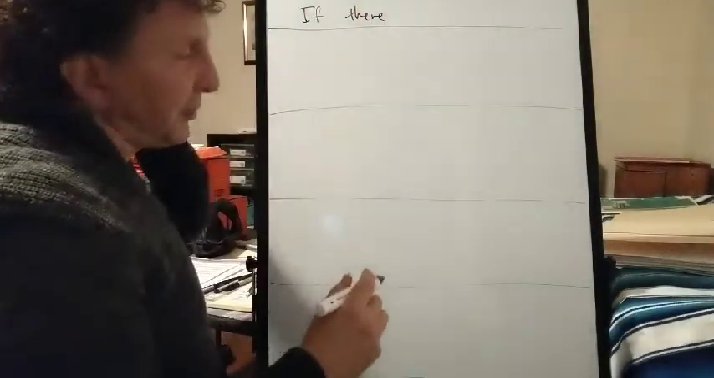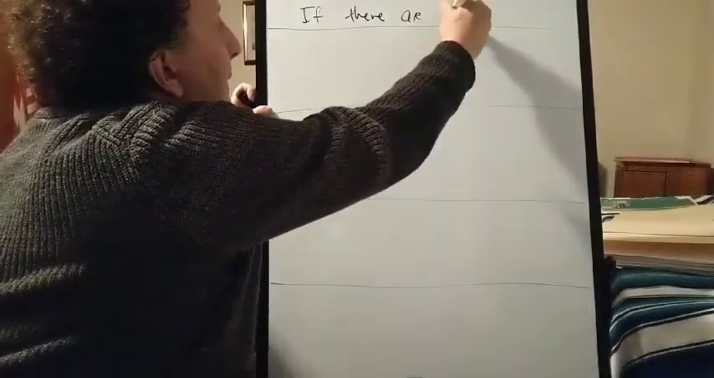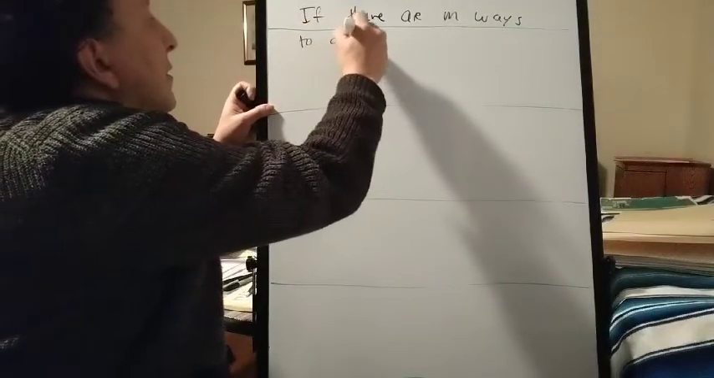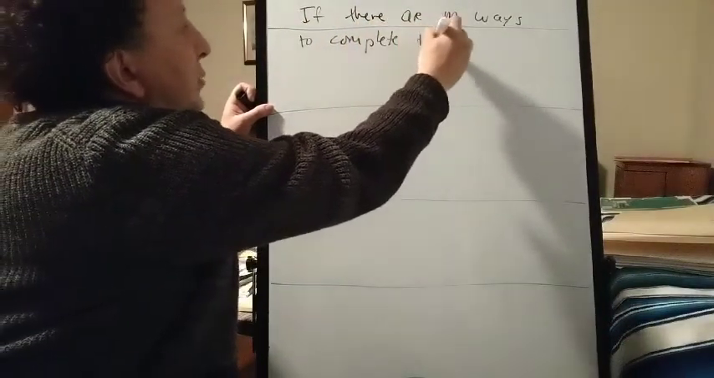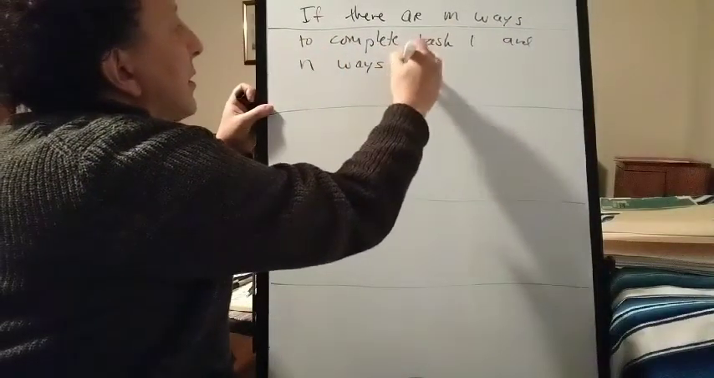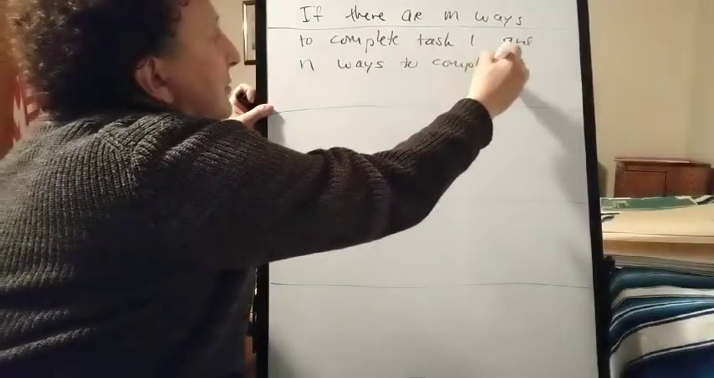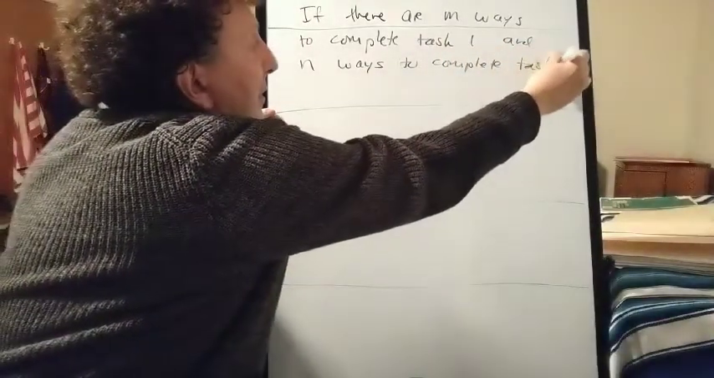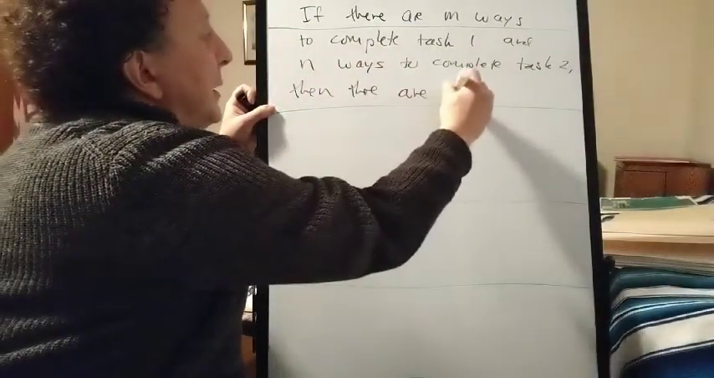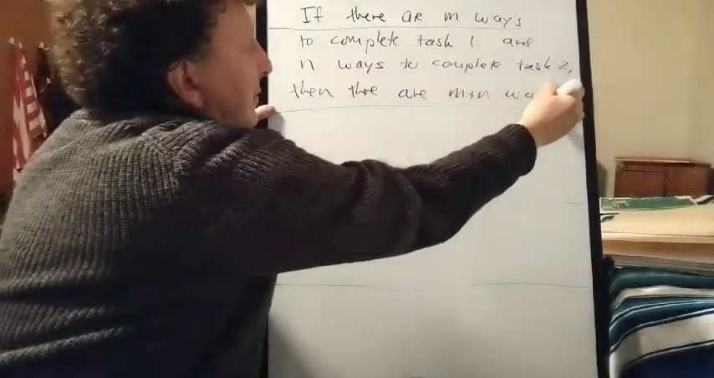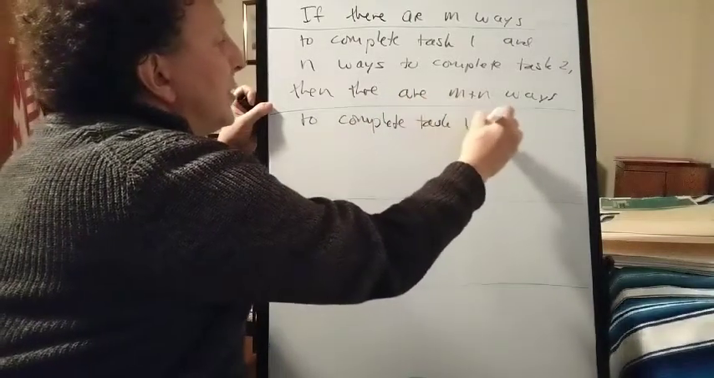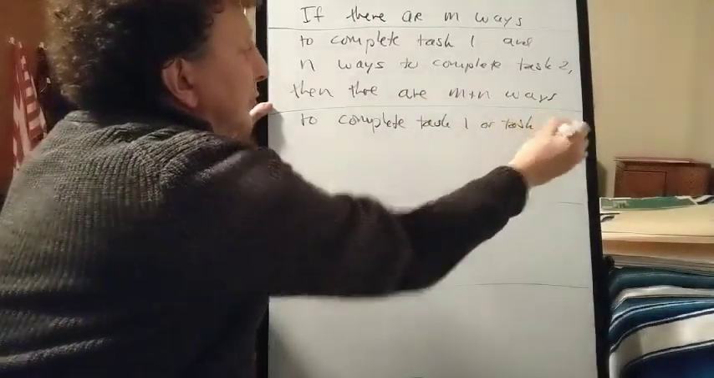So the addition principle says that if there are m ways to complete task 1 and n ways to complete task 2, then there are m plus n ways to complete task 1 or task 2.